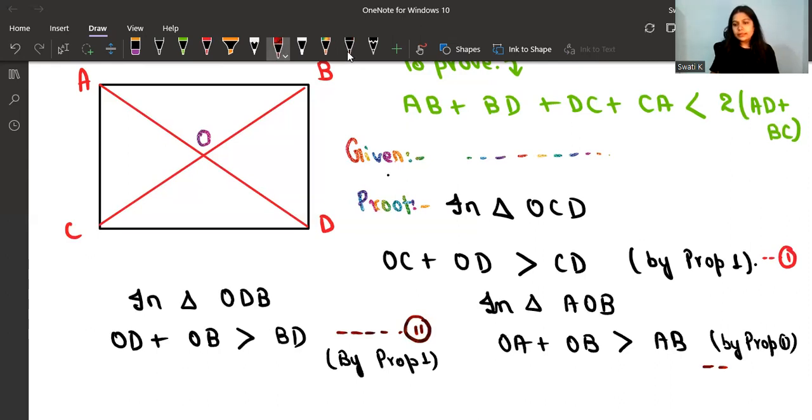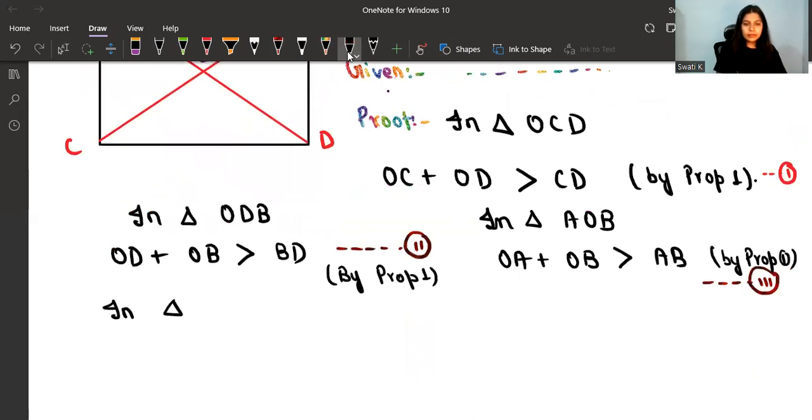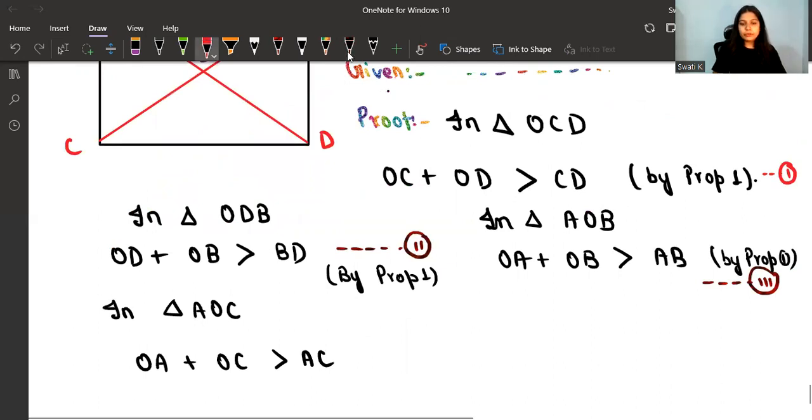All right. And we can see one more triangle, which is triangle AOC. Let's write down that also. So in triangle AOC, we can write down OA plus OC is greater than AC. Again, by property 1. And let's put this as equation 4.